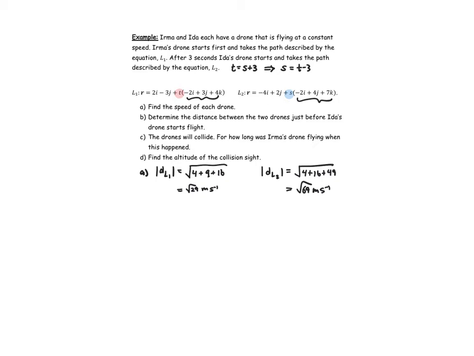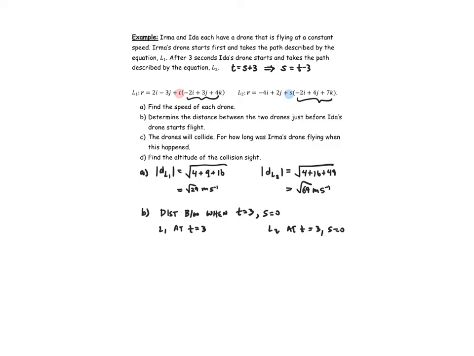Okay, part B. Determine the distance between the drones just before Ida's drone starts flight. So what that tells me is I want the distance between the drones when t equals 3, which means that s is equal to 0, right before Ida's drone takes off. So what I would do is find L1 at t equal to 3, and find L2 at t equals 3, which implies that s equals 0.